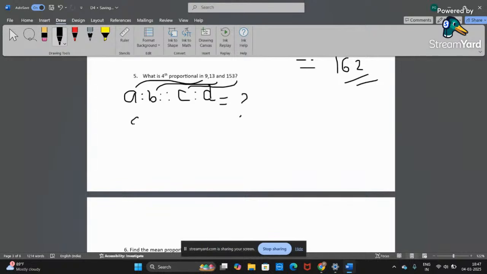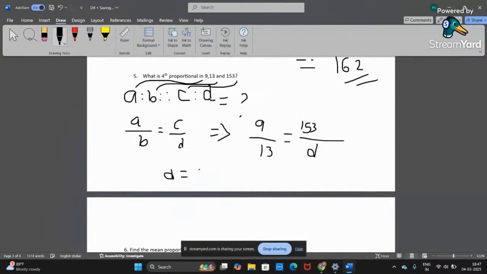A is to B, we can write it as A by B, right? So this we can equate to C by D. Just substitute the values. What is A here? 9 by B, it is 13, equals C, it is 153, divided by D. Here we need to find the D value. So what will you do? D equals 153 into 13 by 9. Right. Find the answer.